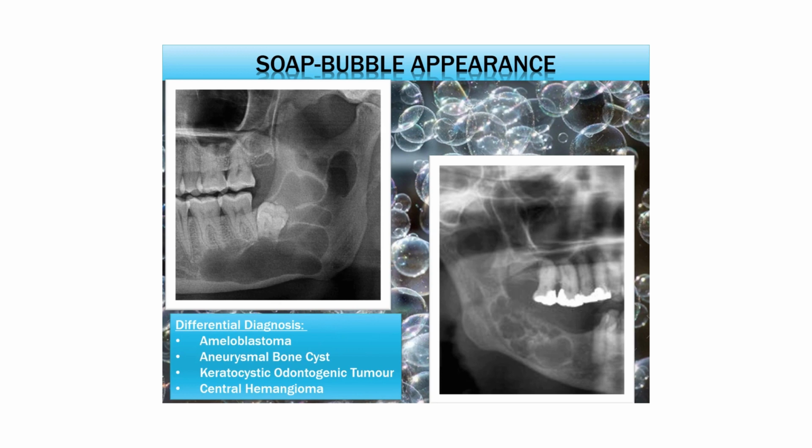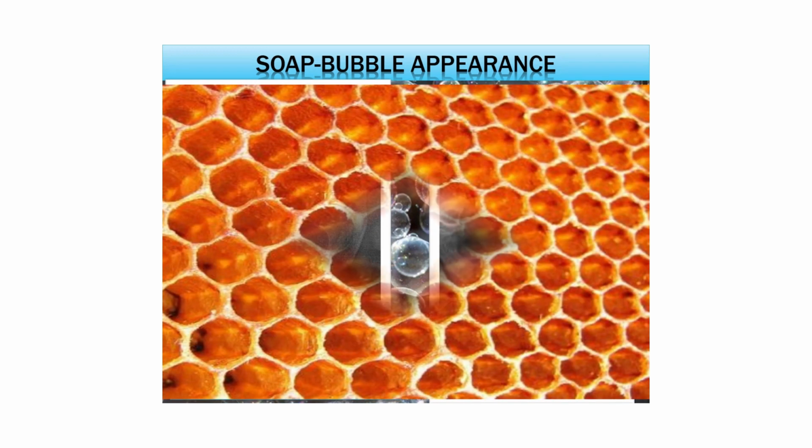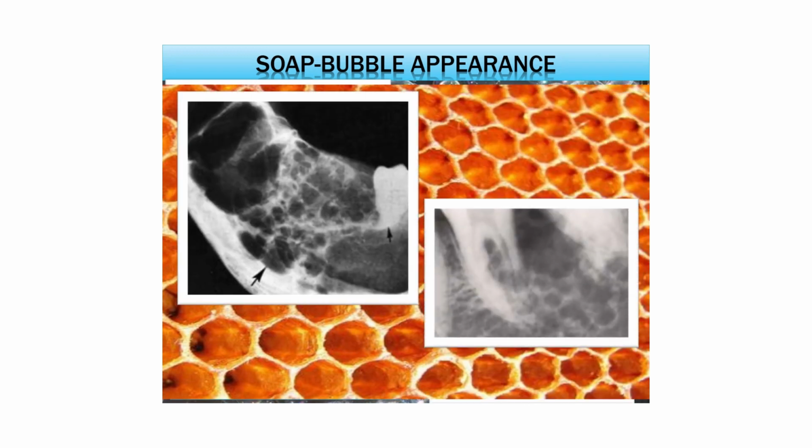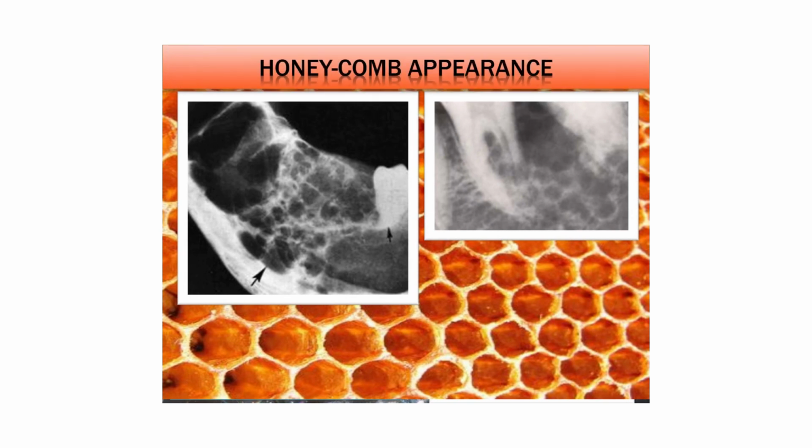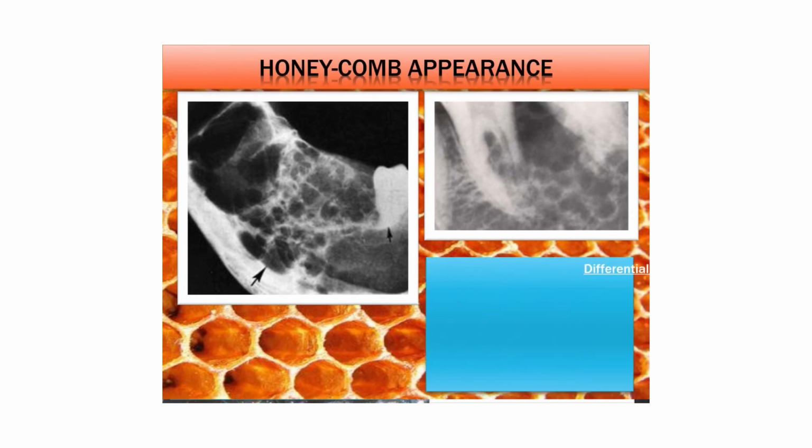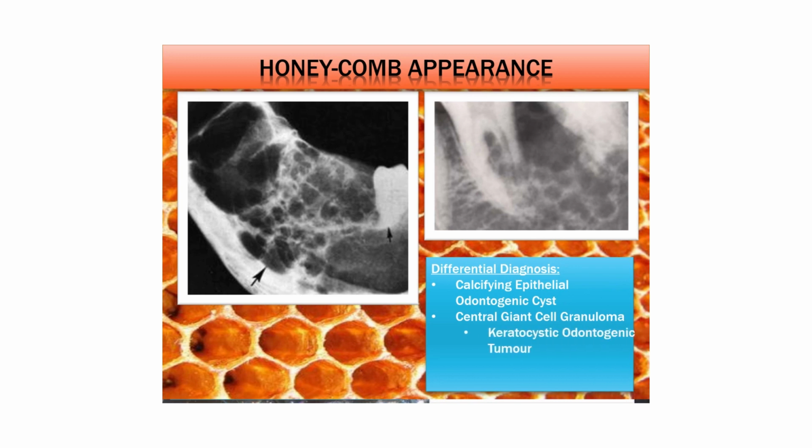Another appearance shows small compartments that are uniform in size as seen in a honeycomb. This is commonly seen in hemangioma, calcifying epithelial odontogenic cyst, keratocystic odontogenic tumor, central giant cell granuloma, and ameloblastoma.